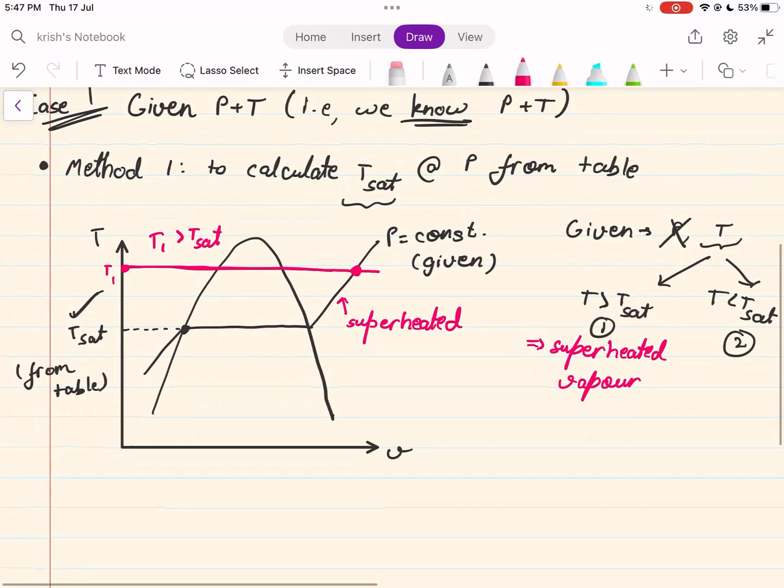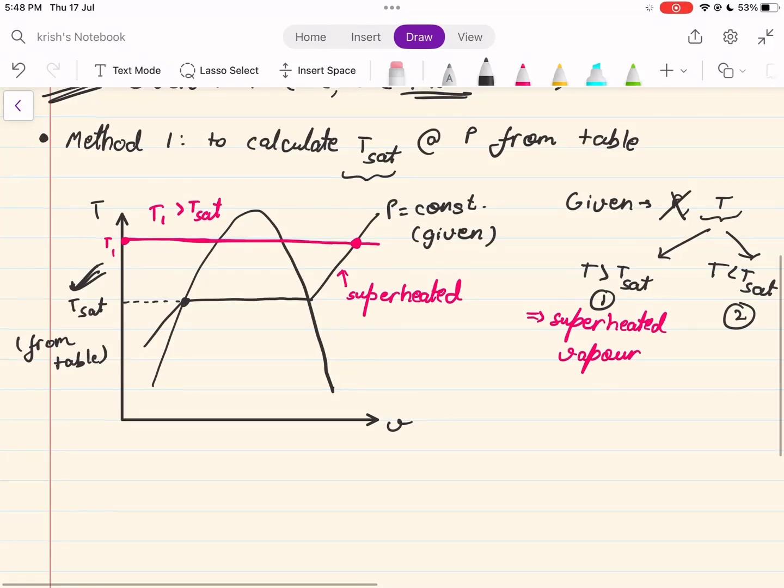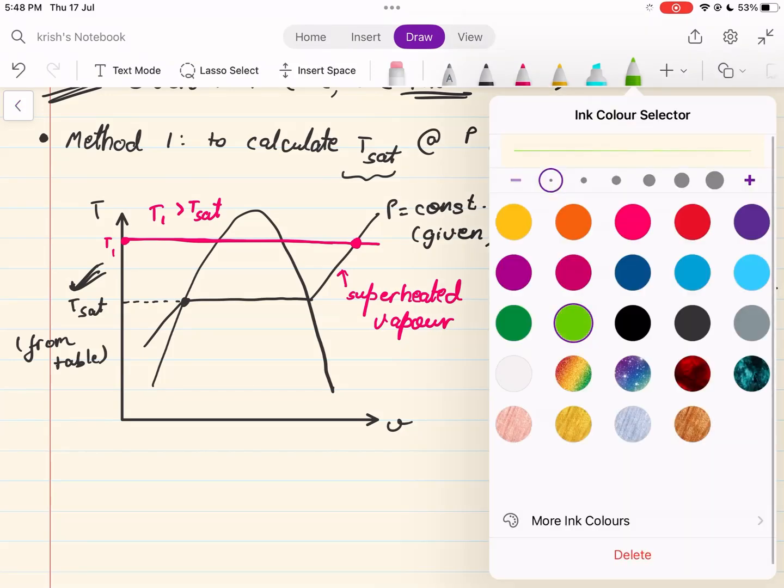Let's have a look at it once again. We were given pressure and temperature. We used pressure to identify Tsat. Then we saw that the given temperature was greater than Tsat. So it must have been lying somewhere here. But if we draw a line from that temperature, we see that the material can only lie somewhere on the superheated line. That means the phase of the substance must be superheated vapor. Got it?